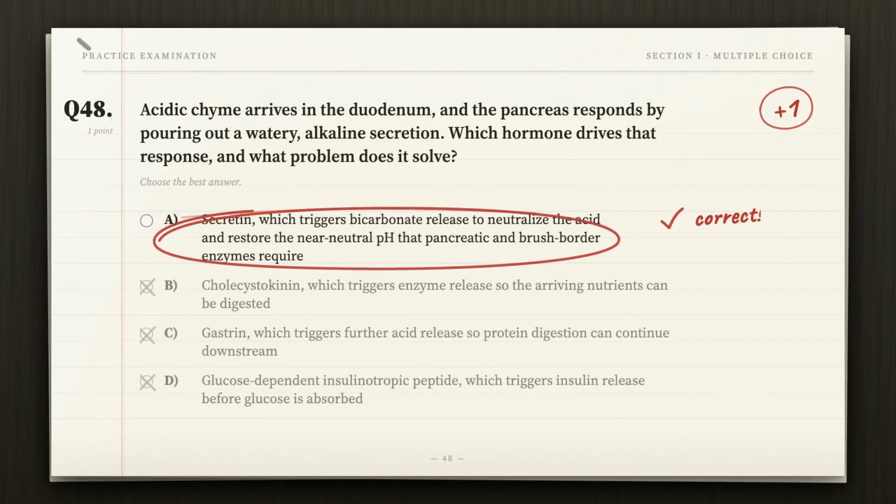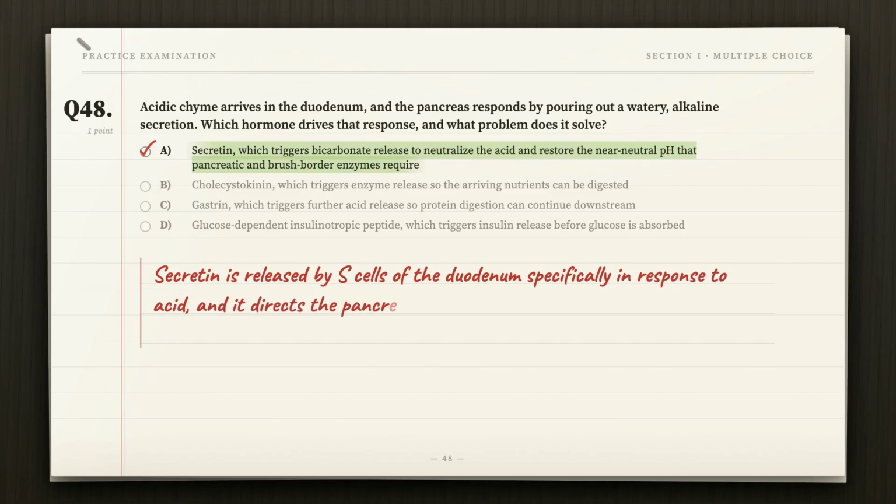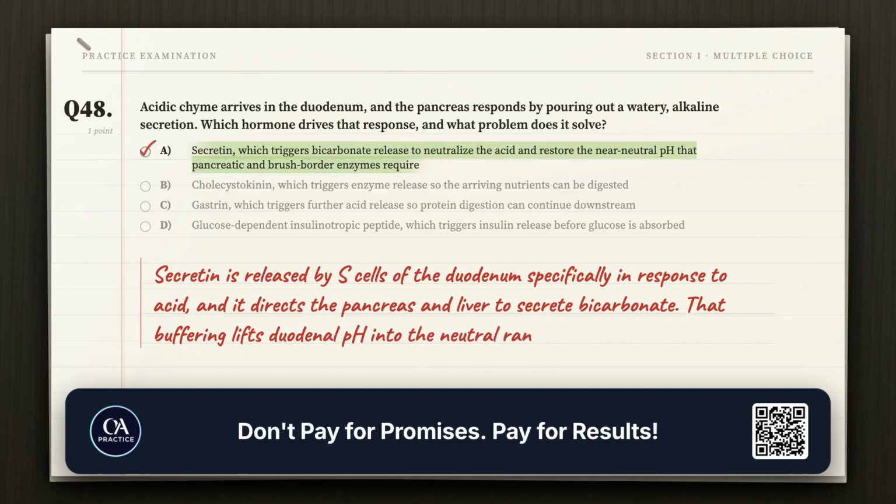The correct answer is A. Secretin, which triggers bicarbonate release to neutralize the acid and restore the near-neutral pH that pancreatic and brush border enzymes require. A is correct because secretin is released by S cells of the duodenum specifically in response to acid, and it directs the pancreas and liver to secrete bicarbonate. That buffering lifts duodenal pH into the neutral range where pancreatic and brush border enzymes work, and it protects the intestinal lining from acid injury.